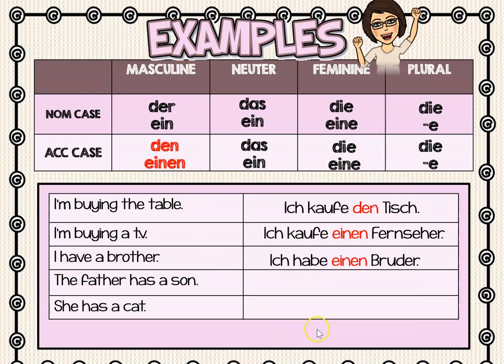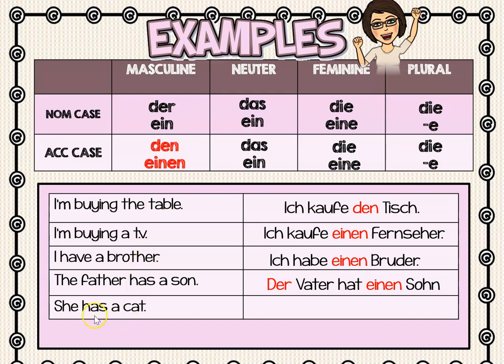I have a brother. Same thing. Ich habe einen Bruder. Now this one has two masculine nouns. The father has a son. Father is masculine. It's used as a subject, so it's der. Son is masculine, but it's used as a direct object, so it's einen. Der Vater hat einen Sohn.